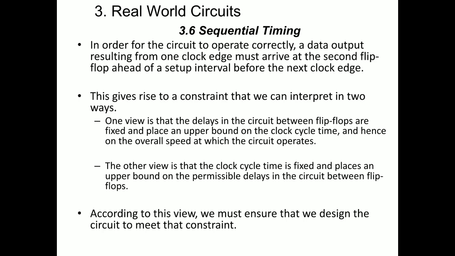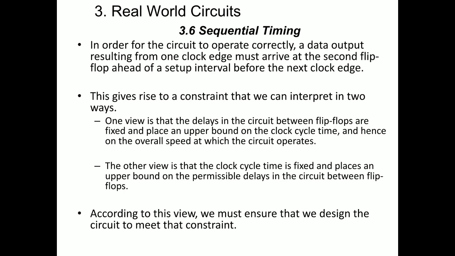This gives rise to a constraint that we can interpret in two ways. One view is that the delays in the circuit between flip flops, please listen, are fixed, and will place an upper bound on the clock cycle time and hence on the overall speed at which the circuit operates. This means we will fix the delay between the flip flops, and we'll maintain the performance of the circuit.